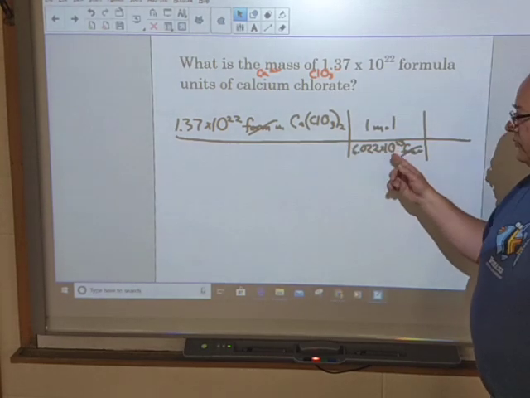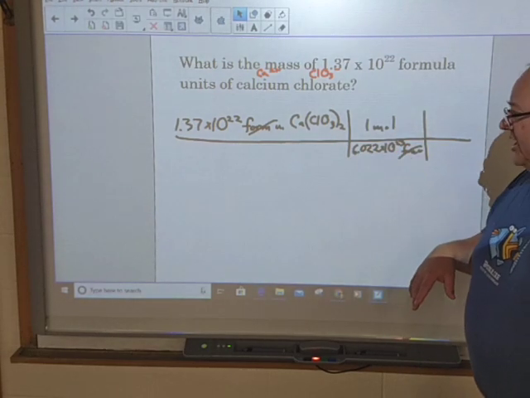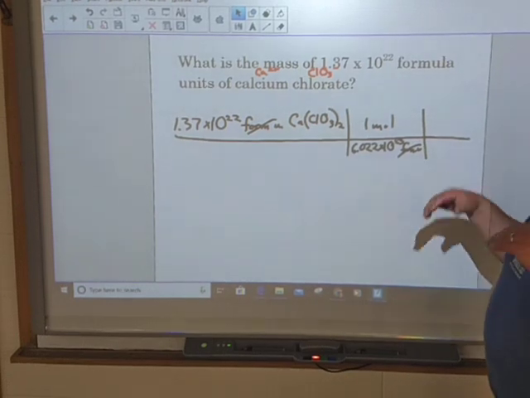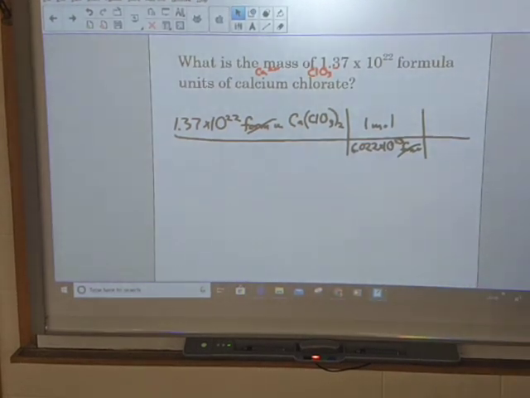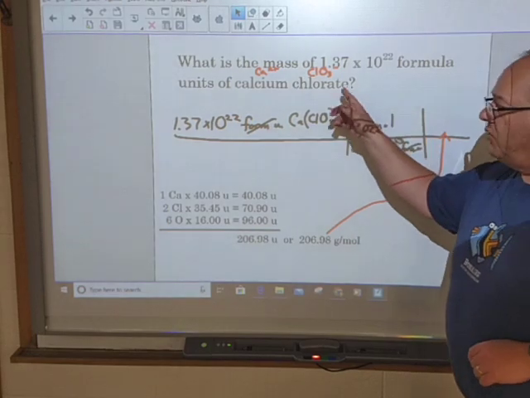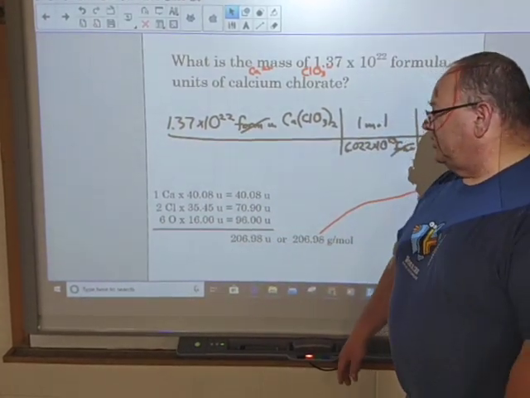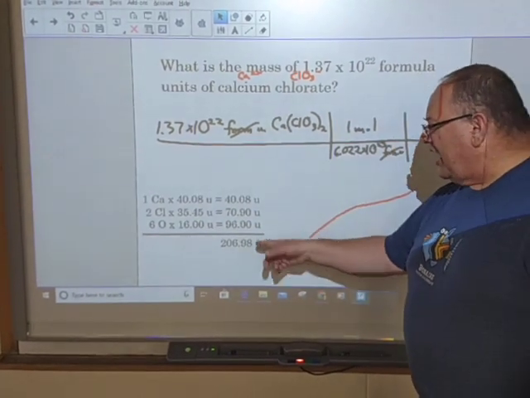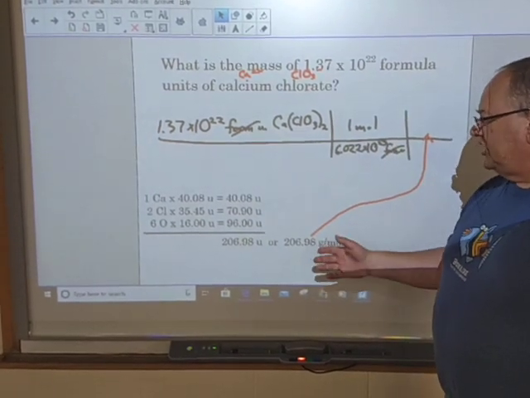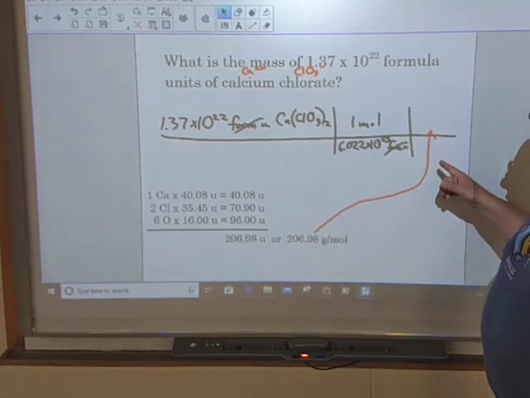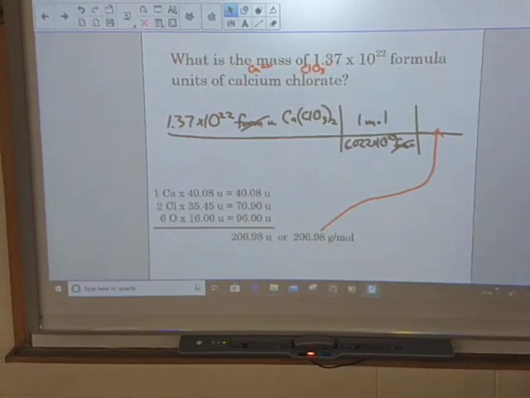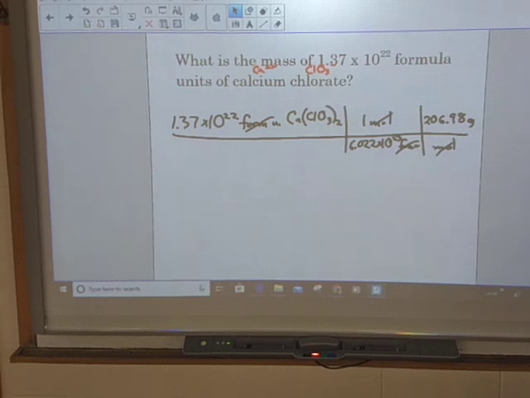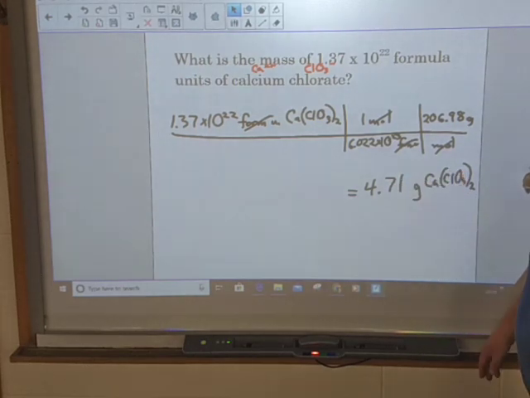Now, to get to mole island, we just divide by Avogadro's number. That doesn't change. But to get to mass island, I need to know the molar mass of calcium chlorate. And that's where those formula masses come into play. That's 1 calcium and 2 chlorine and 6 oxygen adds up to 206.98 grams per mole. So bring that in, 206.98 grams per mole. Finish her off, 3 sig figs is 4.71 grams of calcium chlorate.